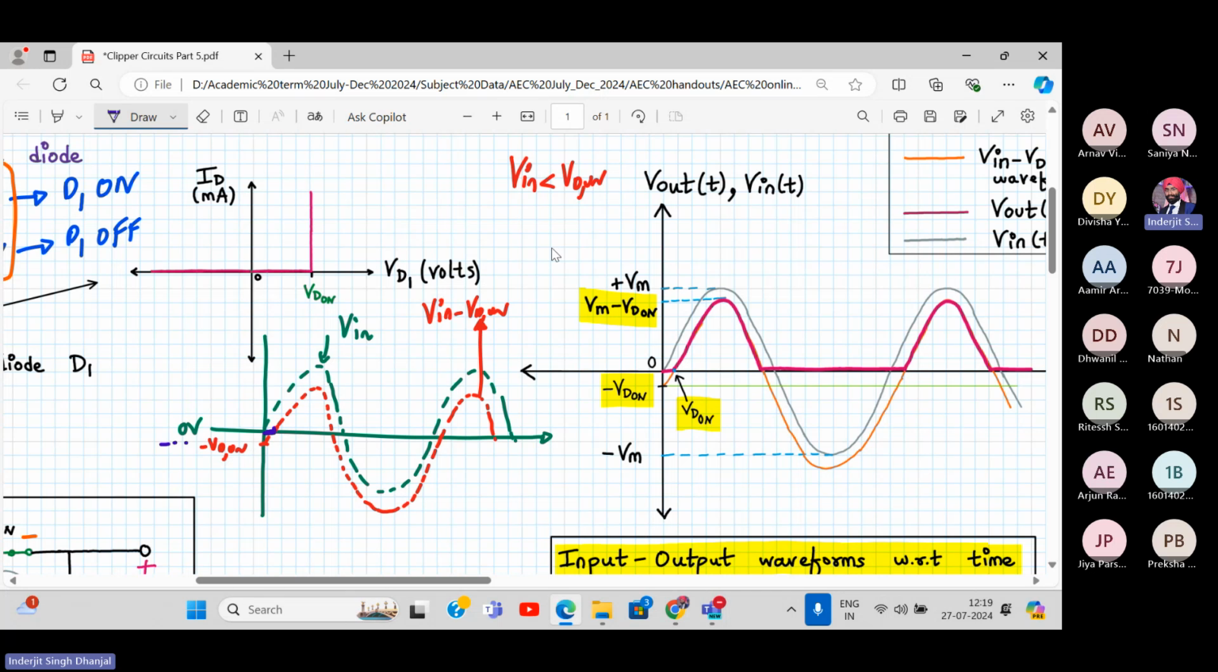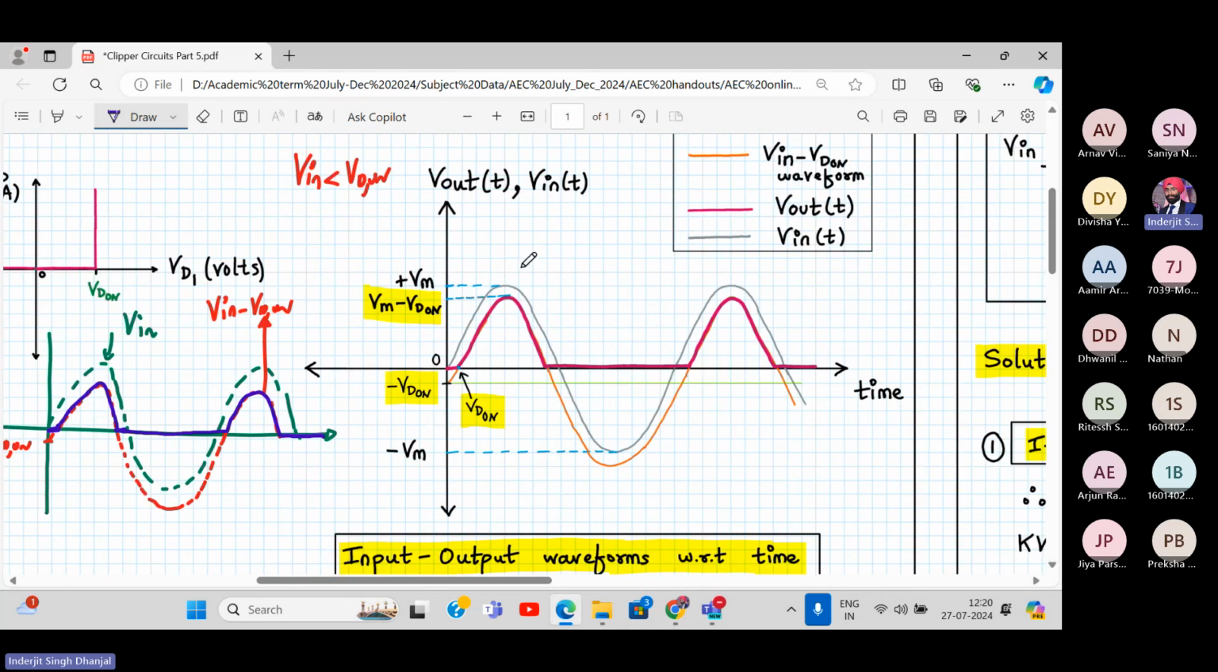If input is greater than VD on, my output follows Vin minus VD on. See this line over here. Again, when it becomes less than that, then again it will be a straight line. Now in the negative half cycle, again it will be 0, and then again it will follow this waveform. That's how you get this. It is slightly tricky, but you have to do it in this manner.